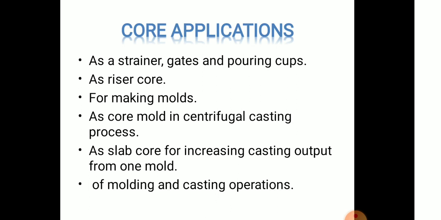Next is the core application. In core application, cores and core forms greatly increase the versatility. Besides being used for forming recesses and holes in the casting, cores are also employed as strainer gates and pouring cups. Next, as a riser core for making molds, and as a core mold in the centrifugal casting process. As slab cores, they increase casting output from one mold in molding and casting operations. These are the core applications.